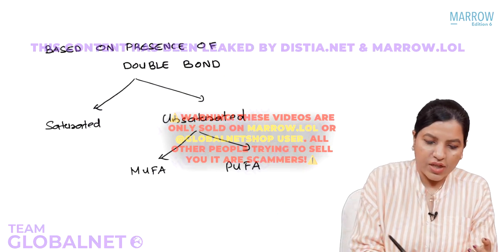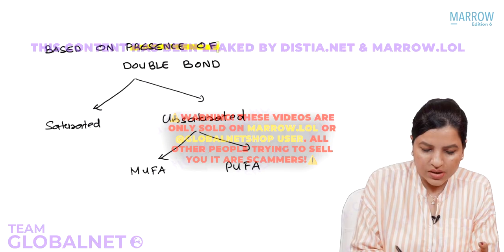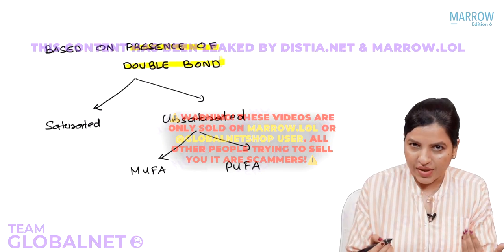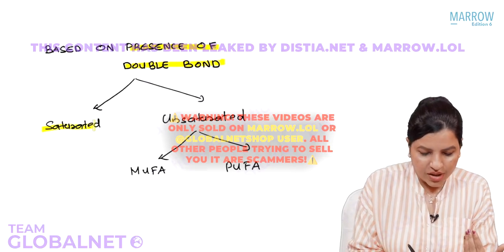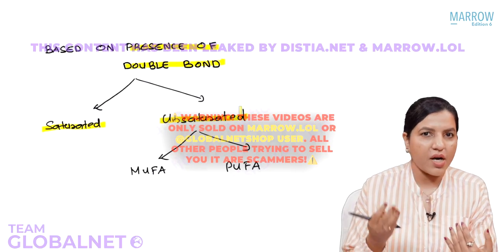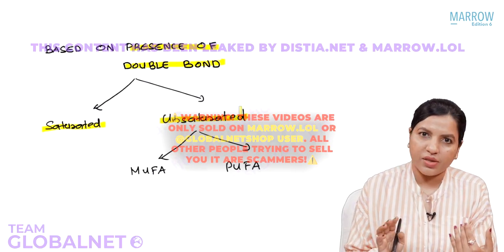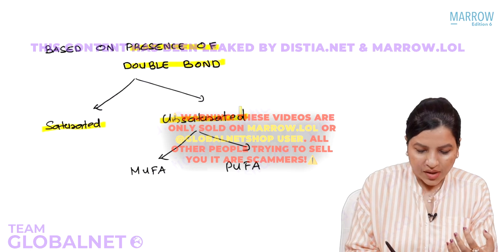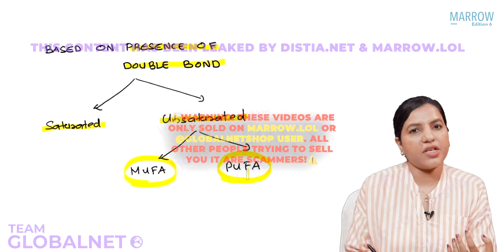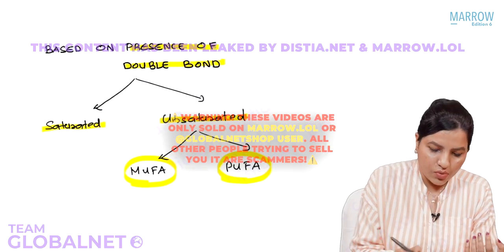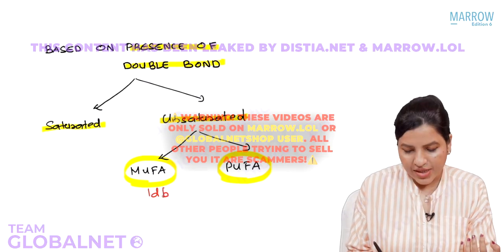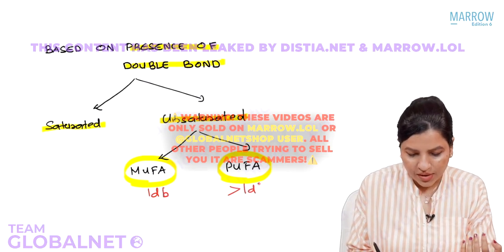The next classification of fatty acid is based on the presence of double bond. You all know it, it's very simple. It is divided into, yes, saturated and unsaturated. Saturated means what? There is no double bond. Unsaturated means what? It has a double bond. The unsaturated is again divided into monounsaturated and polyunsaturated fatty acid. Monounsaturated fatty acid means one double bond. Polyunsaturated fatty acid means more than one double bond.